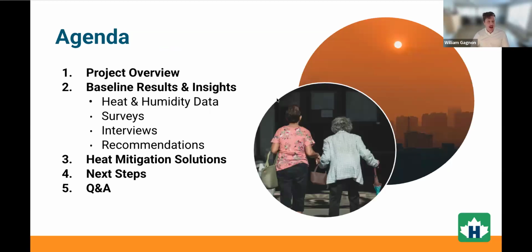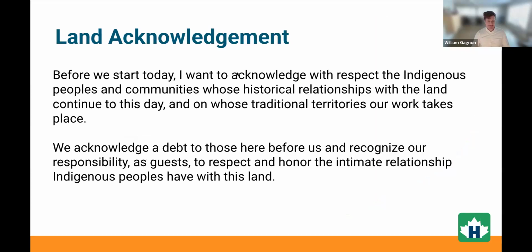So our agenda today, we're gonna get a bit of a project overview. We're gonna look at our baseline results. Remember, we've been building this baseline since last summer. We're gonna look at heat and humidity data, our surveys, our interviews, some recommendations, and then we'll be moving to heat mitigation solutions. So what kind of solutions do we want to put in place to deal with the heat waves that are coming, and some next steps and Q&A.